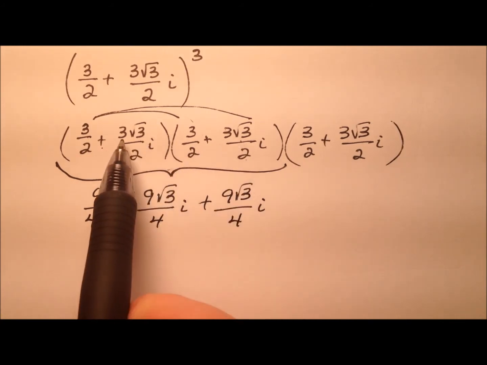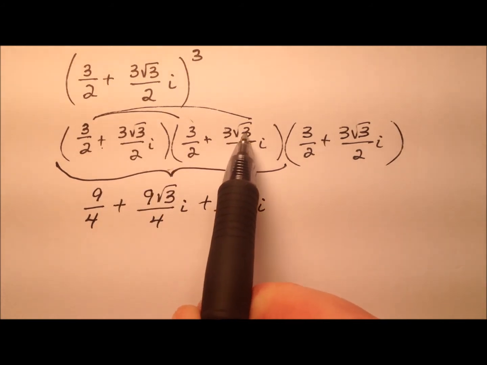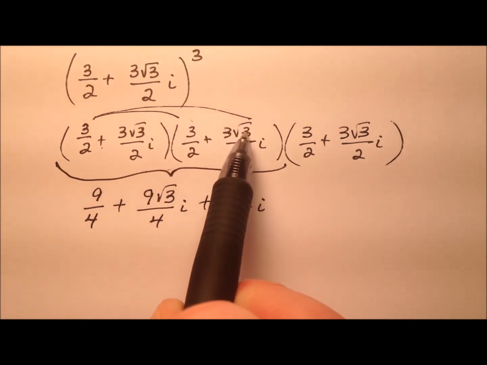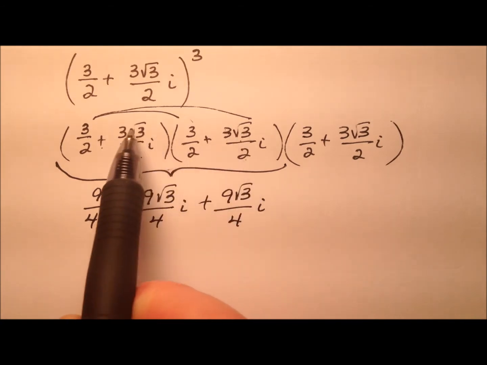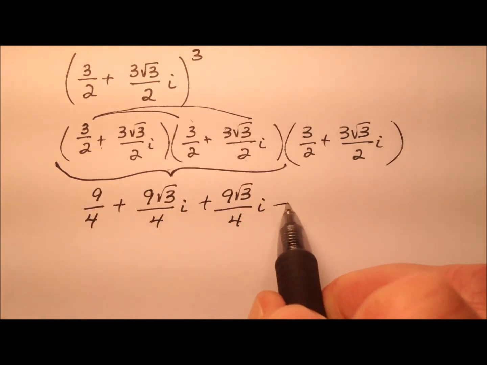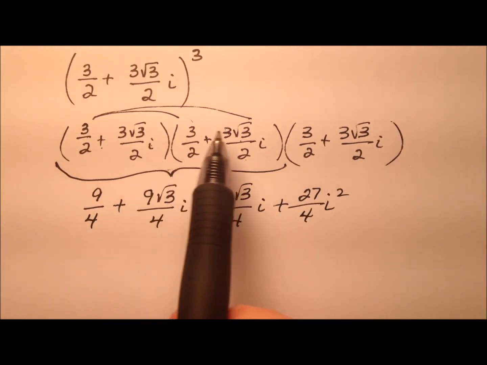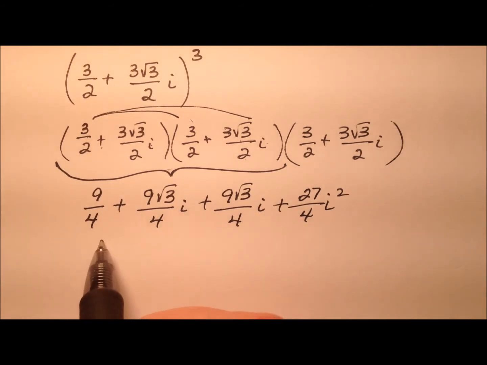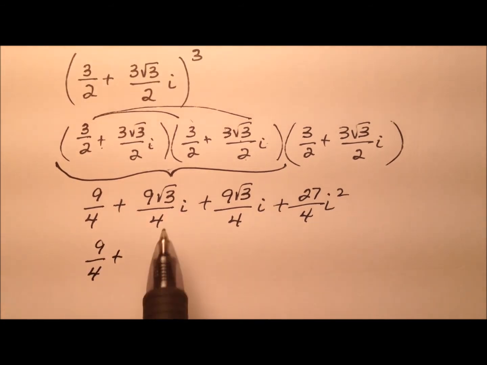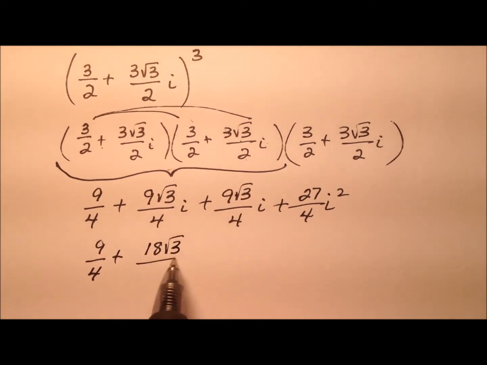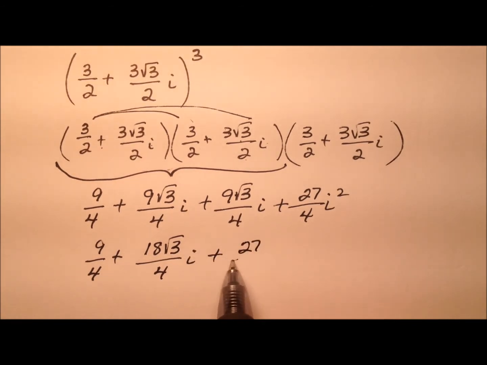And the lasts here, so 3 radical 3 times 3 radical 3. Well, the 3's outside make 9 times the square root of 9. Well, the square root of 9 is just 3. So 9 times 3 is 27 over 4, and that's i squared because i times i. Okay, so 9/4 plus, and so here we have 9 radical 3 plus 9 radical 3 makes 18 radical 3 over that common denominator of 4 plus 27/4 times -1, which is i squared.